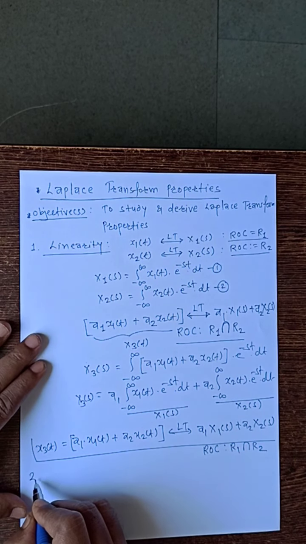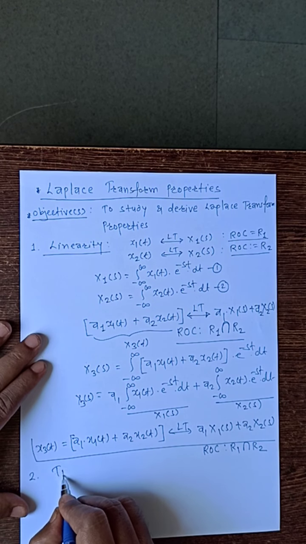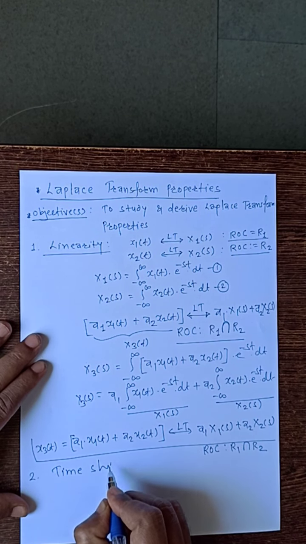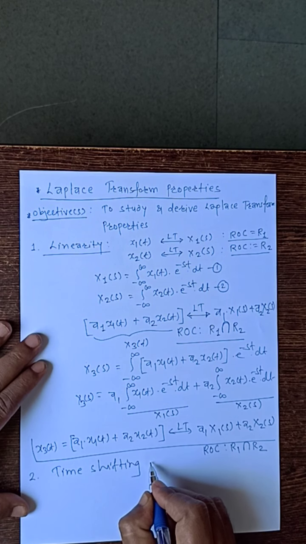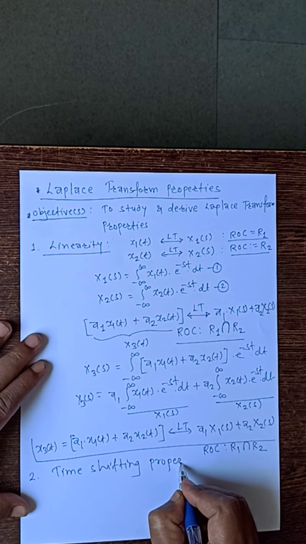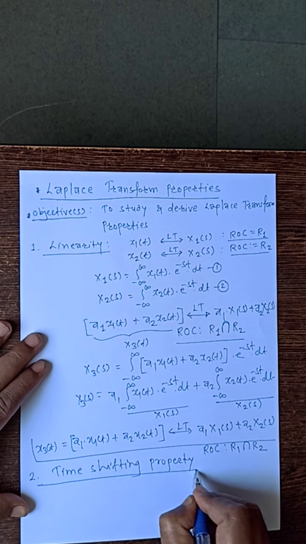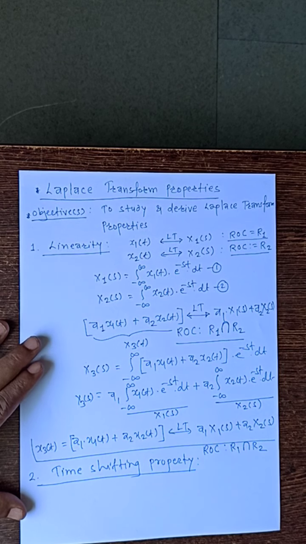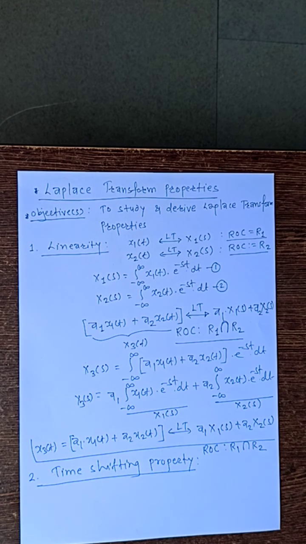The second property, property number 2, is the time shifting property. What does this property say? We have already seen that the properties describe what happens when you convert a time domain signal into the frequency domain. How is its behavior? That is what we have to check, and that is nothing but the property of the signal in short.